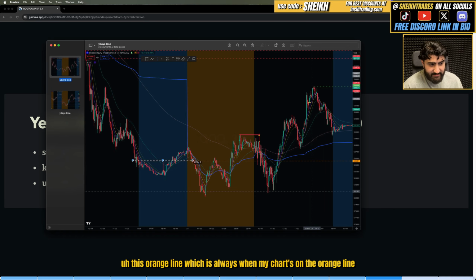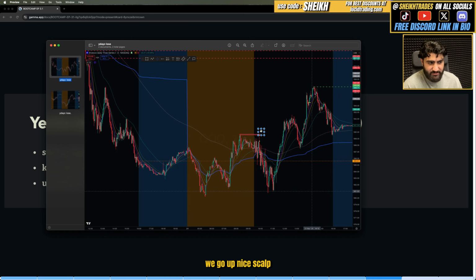This orange line, which is always on my charts, is yesterday's close. And you could see that we technically hold it as a static support and resistance level. So you could see we get into yesterday's close, we go up, nice scalp, and then we fill yesterday's close and we're playing around it. And then once we fill it, we really fill it hard. And then mixed with the VWAP and the EMAs, it's things I use on a day-to-day basis.